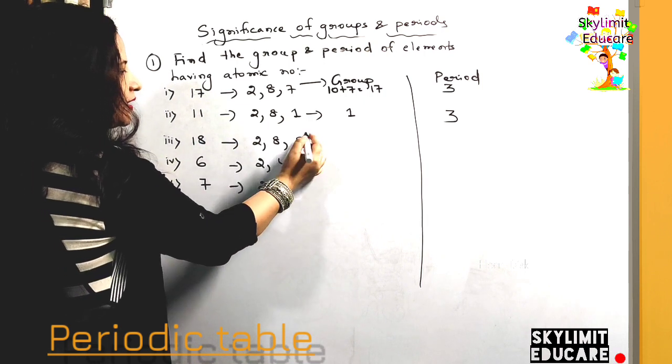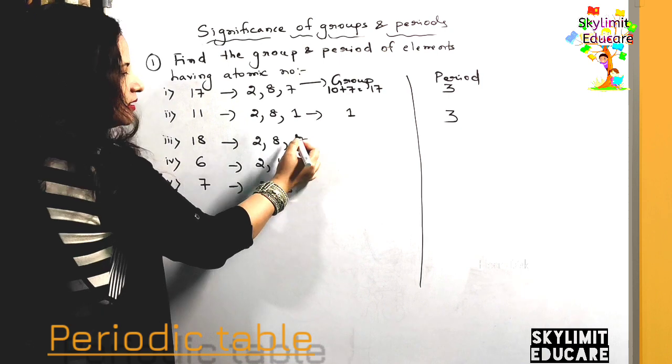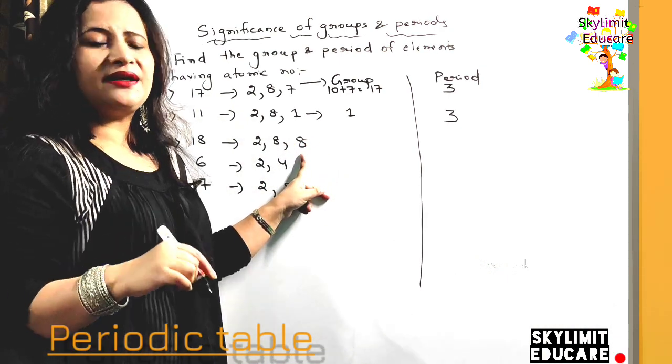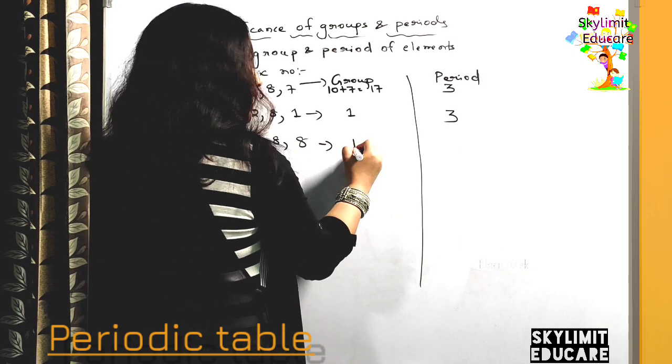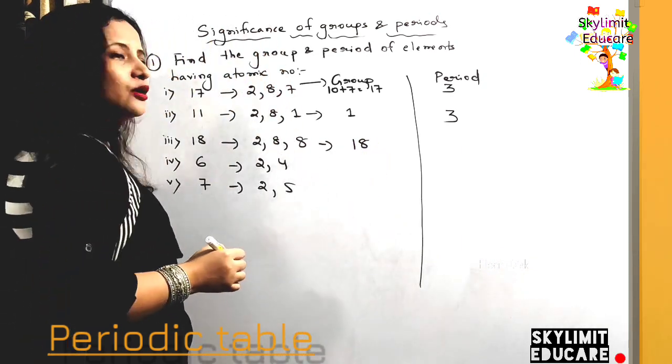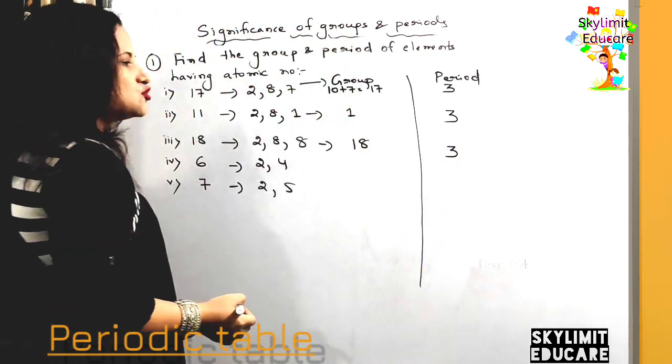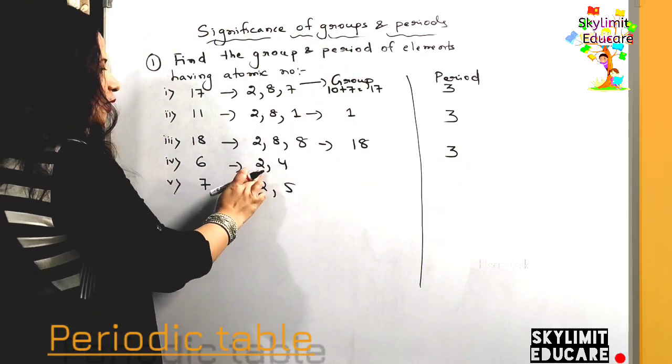What is the number of valence electrons? It is 8. So add 10 to 8. How much did you get? 18. So 18 is the group number. And how many shells? 3 shells. So it belongs to which period? Third period.